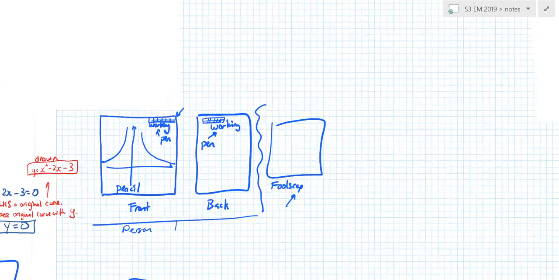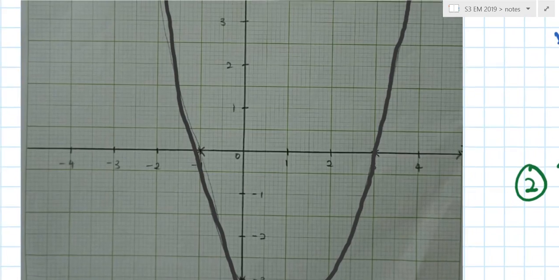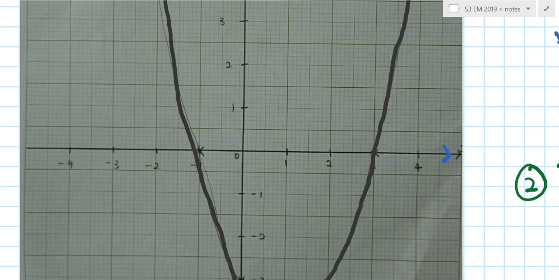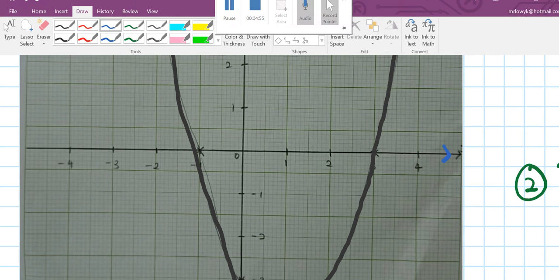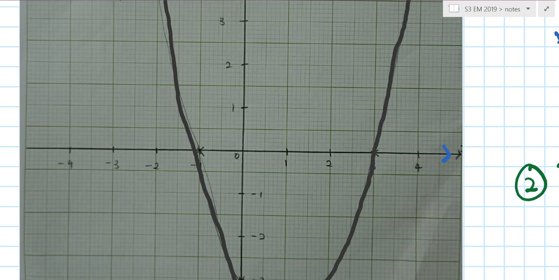Where are you? This is my graph. This is my y intercept. This is my x intercept. Black can see. Red can see. This is my x-axis. So where is the intersection between the x-axis and the line? Do you see the 2 points?